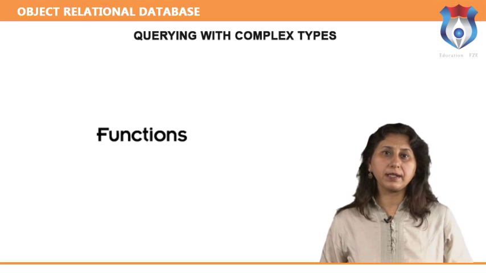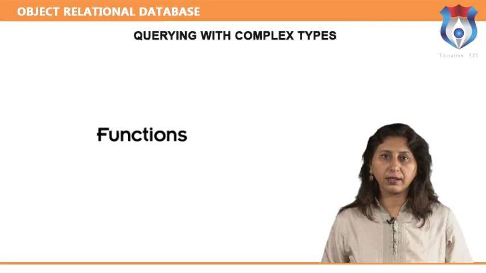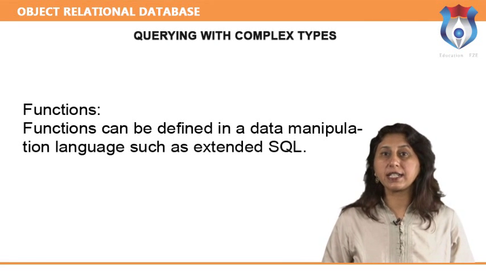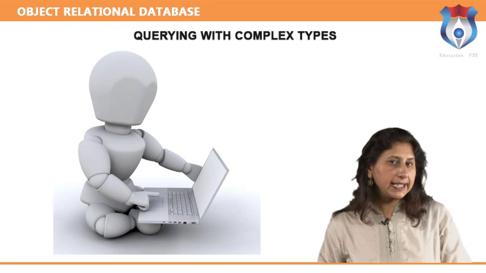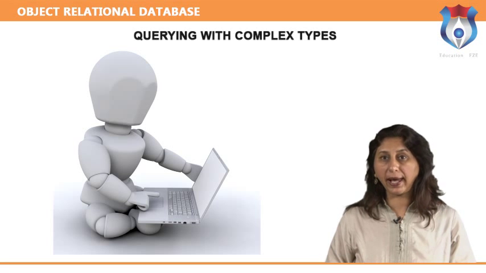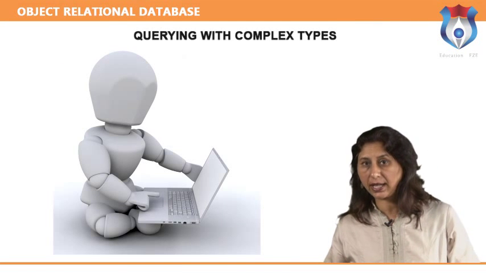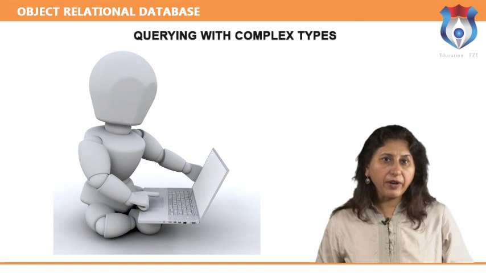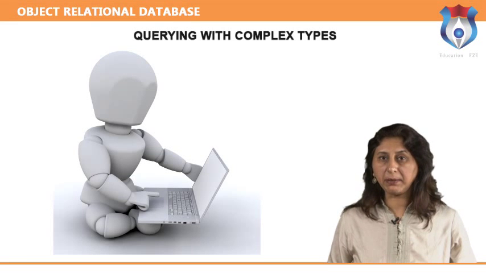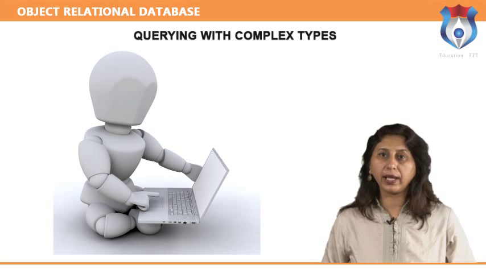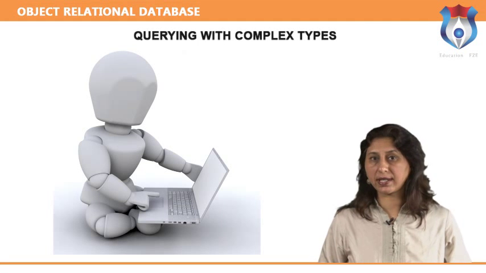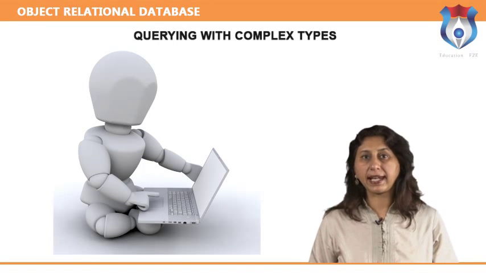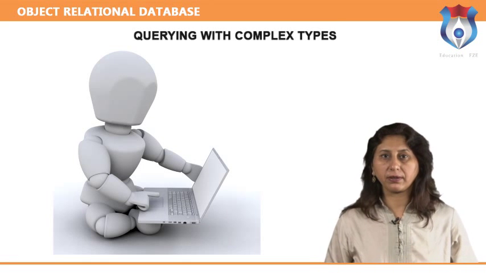Object relational systems allow functions to be defined by users. Functions can be defined in a data manipulation language such as extended SQL. In general, a select statement can return a collection of values. If the return type of a function is a collection type, the result of the function is the entire collection. However, if the return type is not a collection type, the collection generated by SQL should contain only one tuple. Otherwise, a system may have two choices: flag an error or select an arbitrary one from the collection.